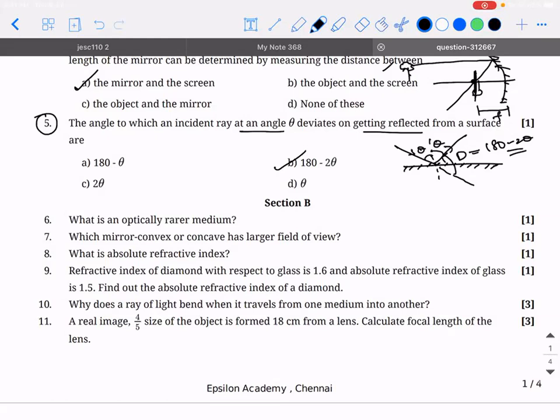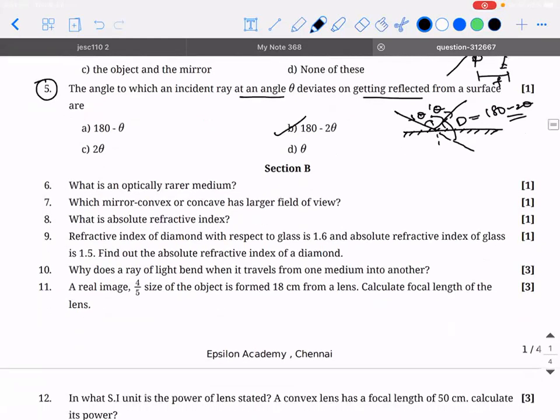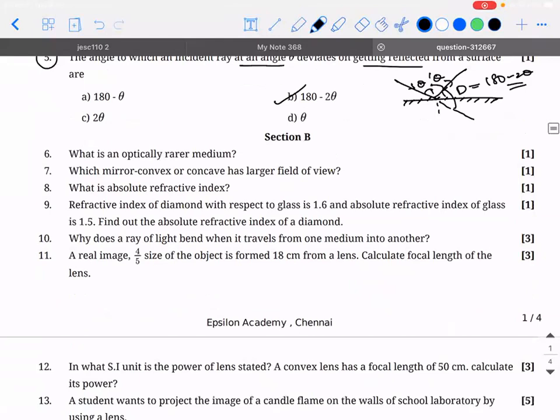Okay. Next. After this, all are theory questions, subjective questions, which you guys can solve. Only the first 5 were slightly tough. What is an optically rarer medium?